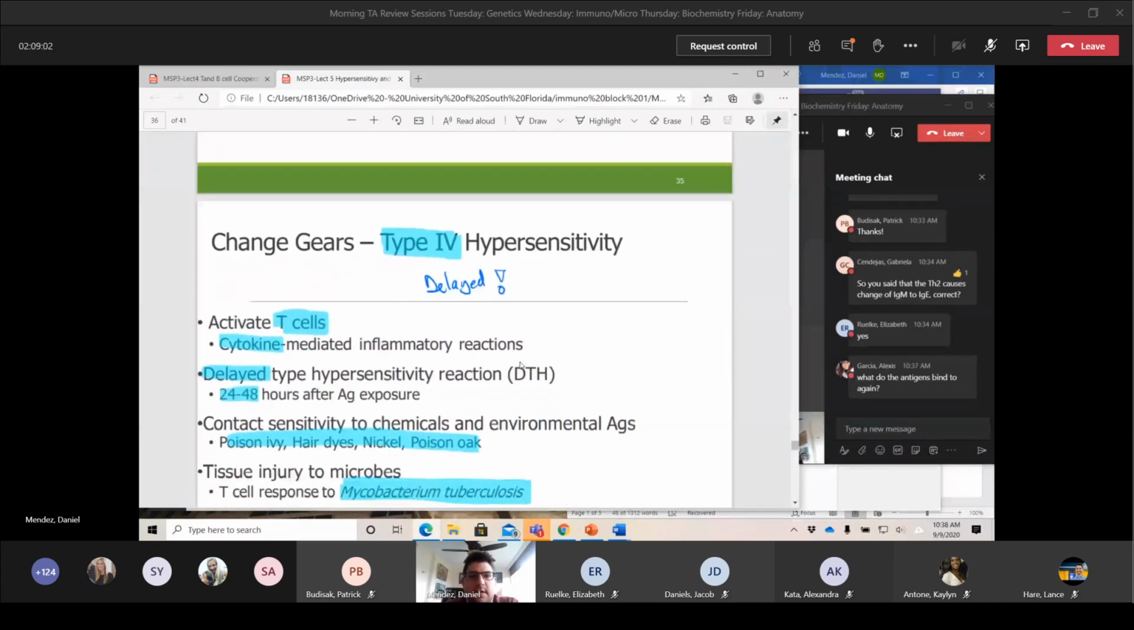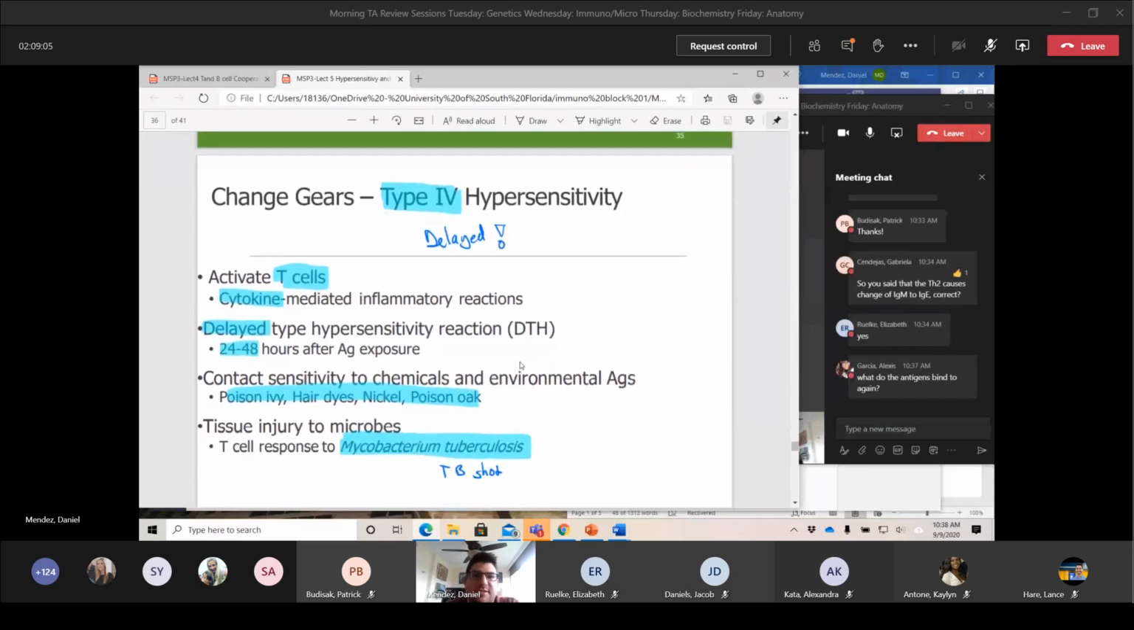All right, so our last one, type 4 hypersensitivity. This one's delayed. The huge thing with this one is it's T cell mediated. All the other ones have been antibody, so B cell.